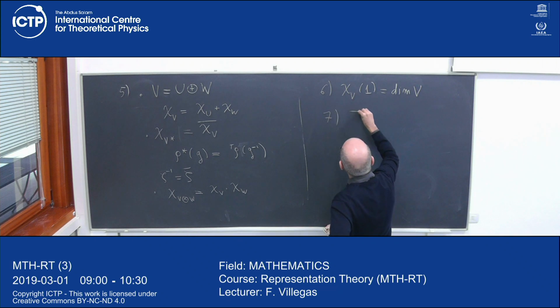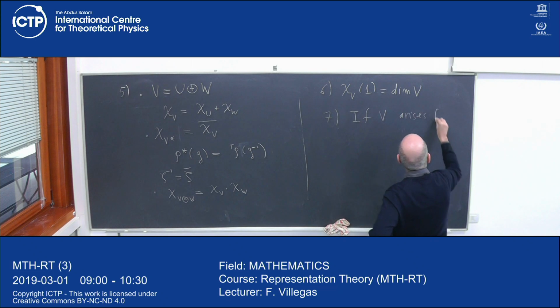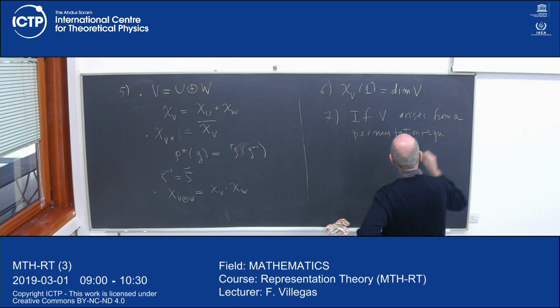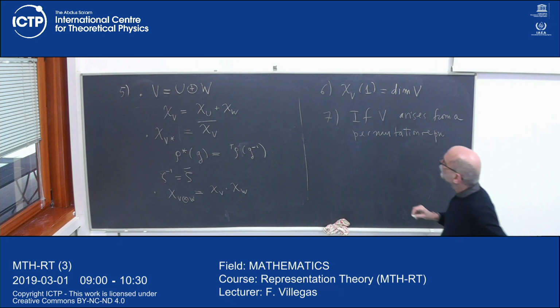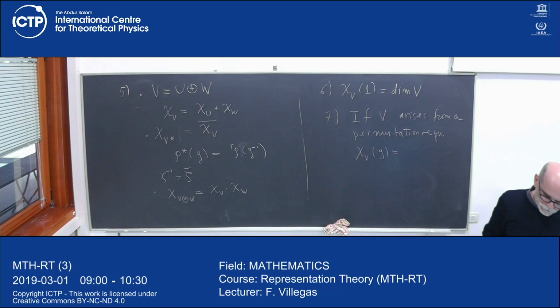Finally, if V arises from a permutation representation, as we discussed, so given a permutation representation, we can produce a linear one, then the trace can be described in a simple way in terms of that representation.